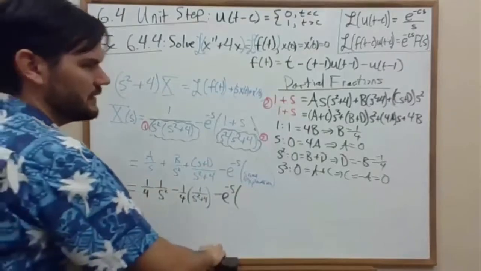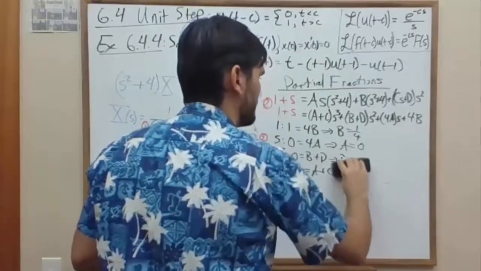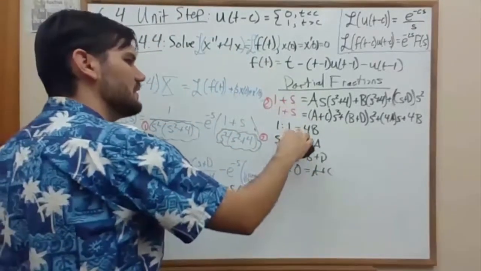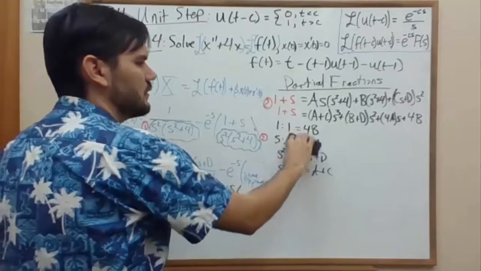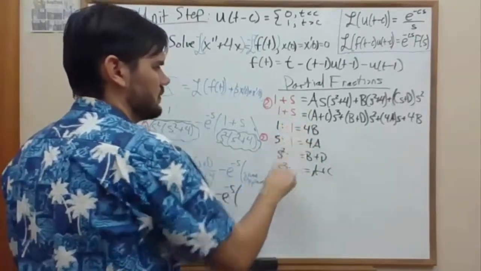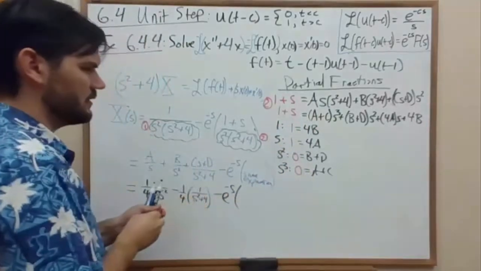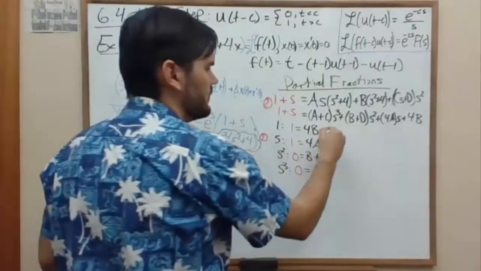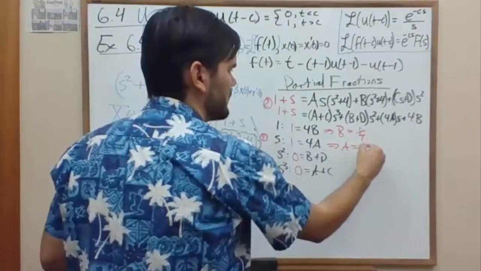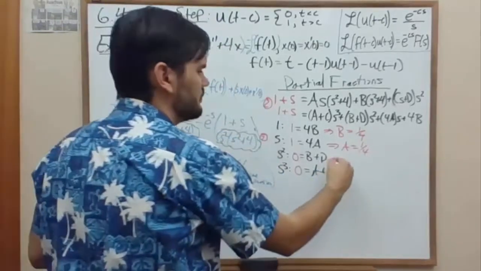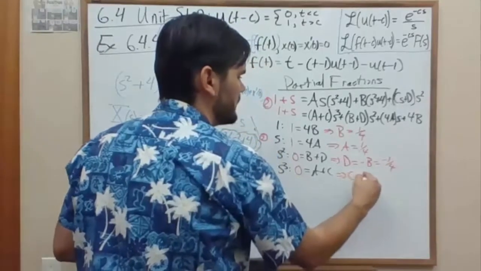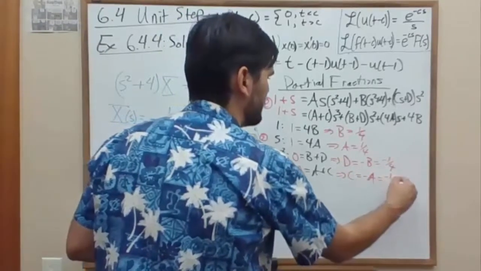So we go down the line. Same conditions on the right, but different conditions on the left. We have a 1 for 1, a 1 for s, 0 for s squared, 0 for s cubed. So solving for b, b is 1/4. Solving for a is 1/4. Solving for d, negative b, so that's negative 1/4. Solving for c, negative a equals negative 1/4.